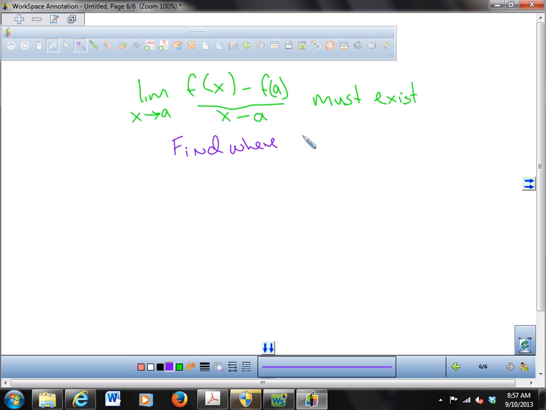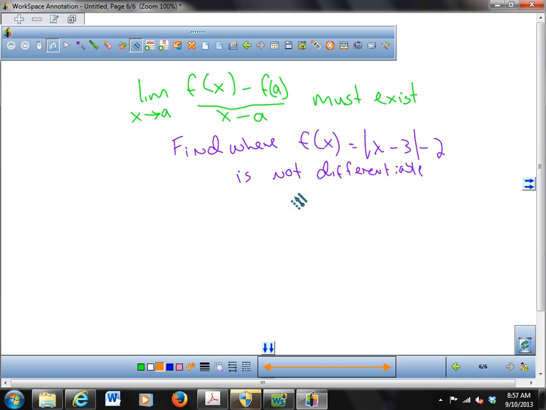Find where f of x equals the absolute value of x minus 3, minus 2, is not differentiable. Could you do that? You don't have to plug into this formula or anything like that. You could do it graphically, right? You want to think about things in the quickest way possible. You don't want to do the limit process unless you have to.